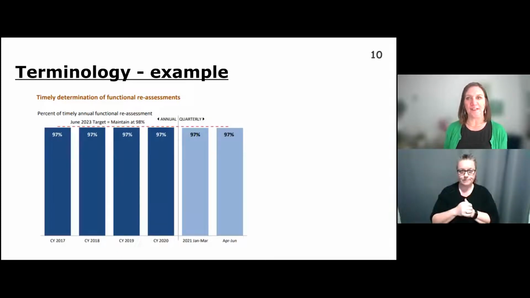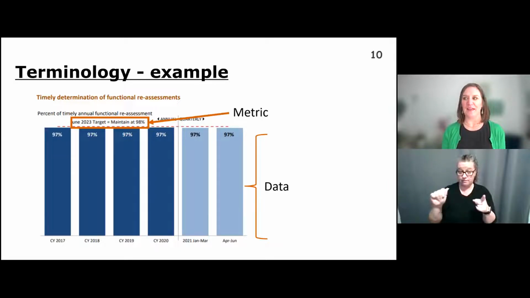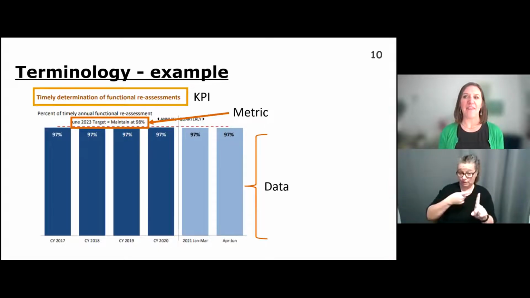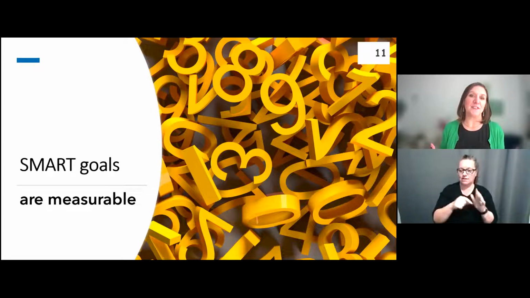So using a real world example, this is pulled from ALTSA's strategic plan. This is our data. The metric is the target, and the KPI is the timely determination of functional reassessments. So in the handout there in the resources section, I've provided several resources, a mix of short articles and YouTube videos on goals, KPIs, and quality measures. So data is critical to goal creation and measuring progress.